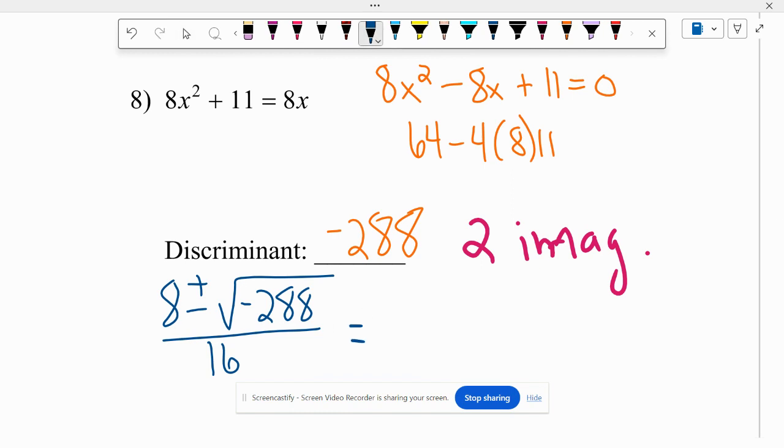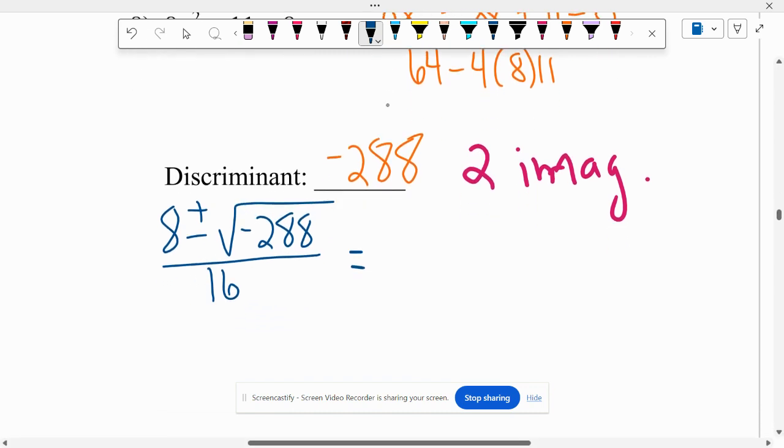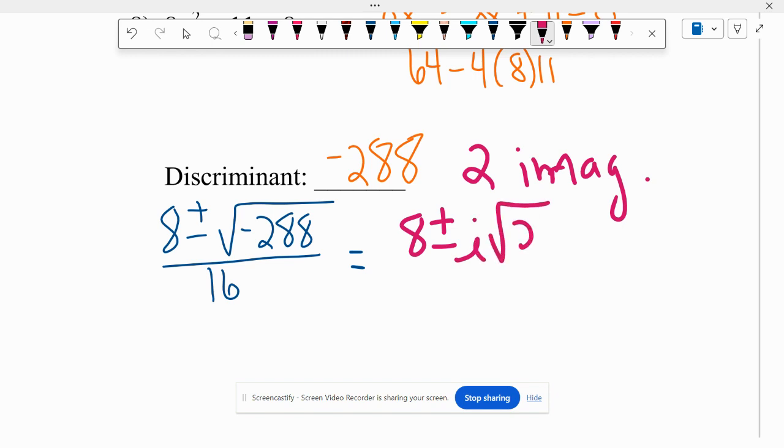Okay, so what do I need to do first? What am I doing first? Perfect square. Okay, so let's see. I have 8 plus or minus I square root of 288. Let's see. So is it divisible by 4? Yeah, it is.